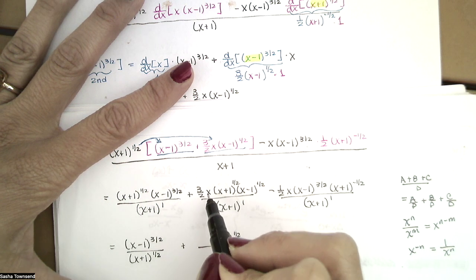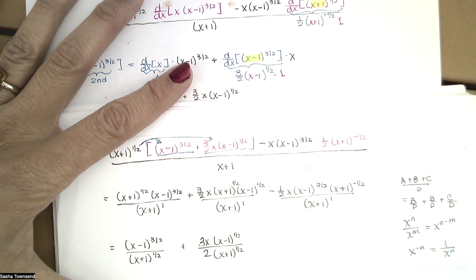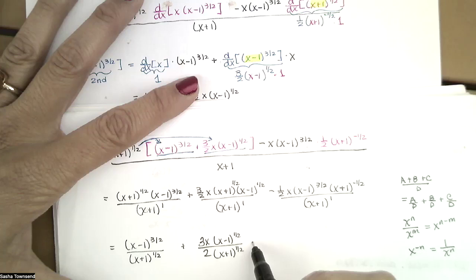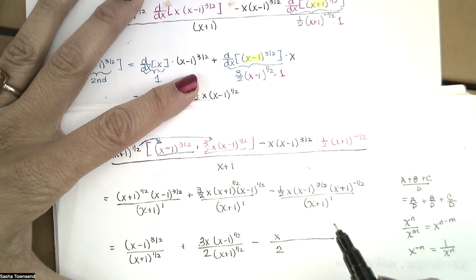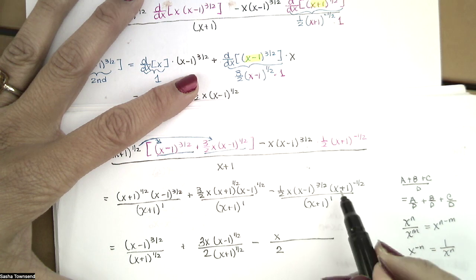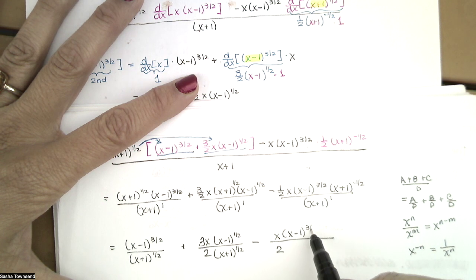And this 3/2 x, I'm going to write that as a 3x in the numerator and put that 2 in the denominator. And then this negative 1/2, I'm also going to put the 2 in the denominator and the x there. And the x plus 1s, we can simplify that. The x minus 1 to the 3/2 stays in the numerator.